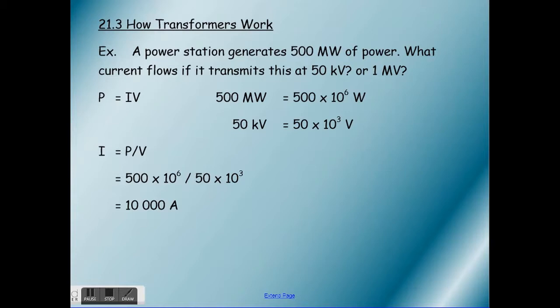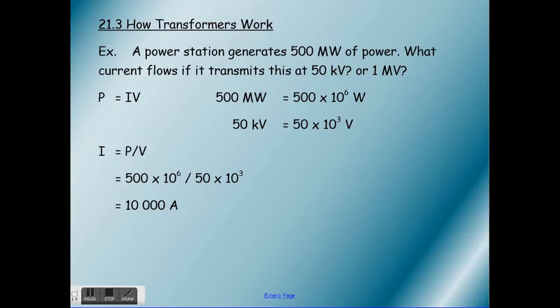So 500 megawatts is 500 followed by 6 zeros, so that would be 500 million watts. 50 kilovolts is 5 followed by 3 zeros, so that would be 50,000 volts. So I just take my 500 million divided by 50,000, and I end up with 10,000 amps.